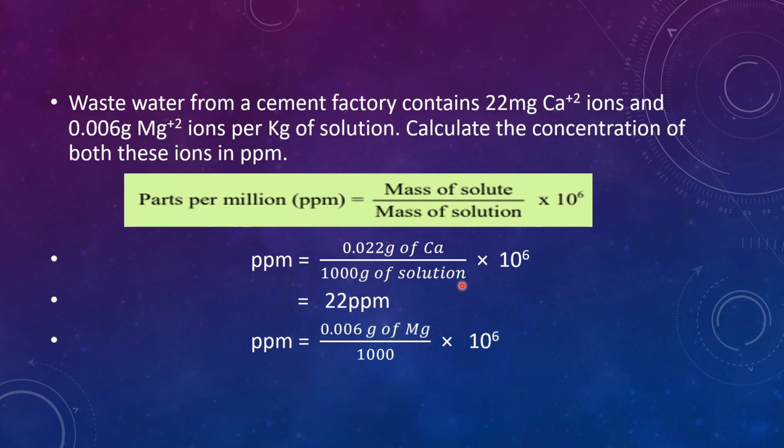In the same way we will calculate the concentration of the magnesium ions. It is given as 0.006 grams of magnesium divided by 1000 gram of the solution, multiplied by 10 raised to the power 6. By solving this we get the answer 6 ppm. So the concentration of calcium and magnesium we calculated by using the formula for parts per million.